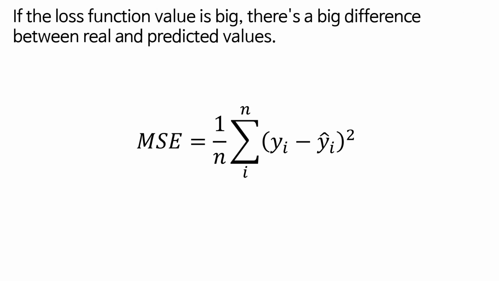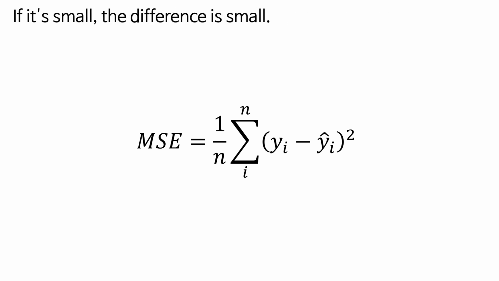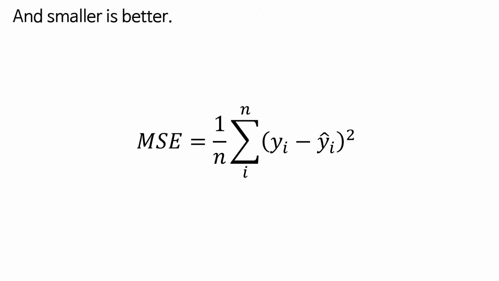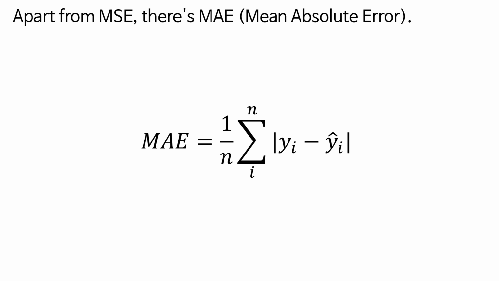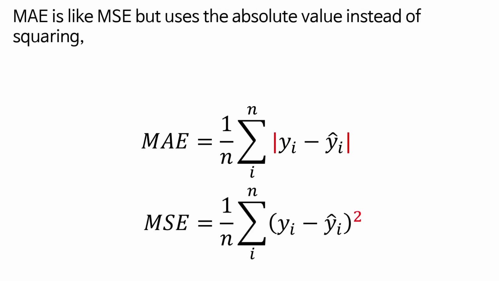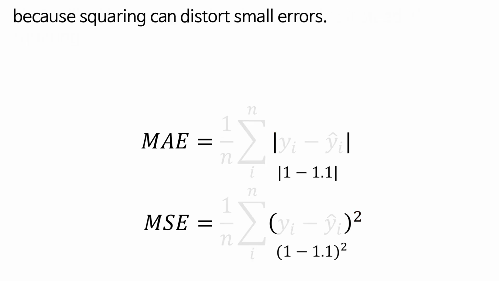If the loss function value is big, there's a big difference between real and predicted values. If it's small, the difference is small. And smaller is better. Apart from MSE, there's MAE, mean absolute error. MAE is like MSE but uses the absolute value instead of squaring, because squaring can distort small errors.